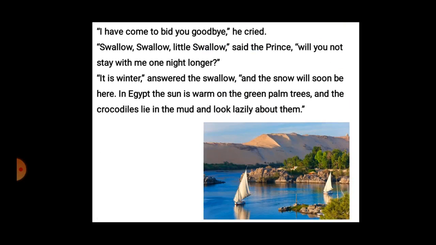"I have come to bid you good-bye," he cried. "Swallow, swallow, little swallow," said the prince. "Will you not stay with me one night longer?" "It is winter," answered the swallow, "and the snow will soon be here. In Egypt, the sun is warm on the green palm trees, and the crocodiles lie in the mud and look lazily about them." So the weather in Egypt is warm and pleasant. But soon here it will start snowing and I cannot stay in winter. I cannot bear cold. So I have to move to Egypt.